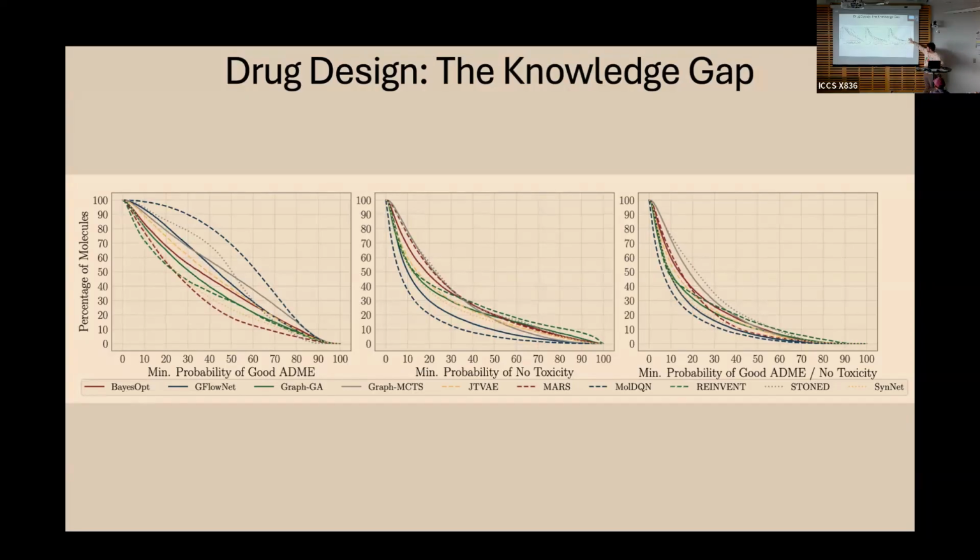And here, if I want a 90% chance of both good ADME properties and no toxicity, none of these methods get to keep any of their top molecules. By that point, essentially no method gets to keep any of them. We filtered every single one of them out, right? So actually, for every single one of these methods, what they return as their top molecule is the empty set, if you start filtering by these kinds of properties.